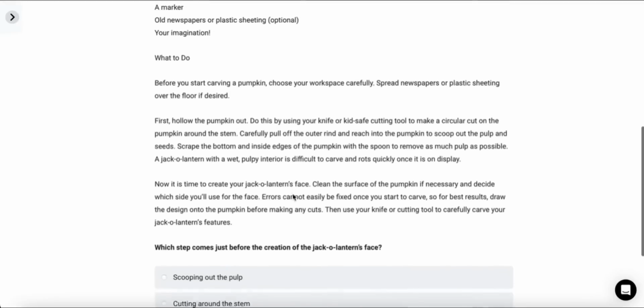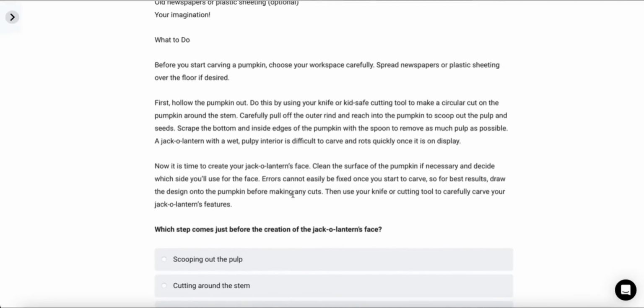First, hollow the pumpkin out. Do this by using your knife or kid-safe cutting tool to make a circular cut on the pumpkin around the stem. Carefully pull off the outer rind and reach into the pumpkin to scoop out the pulp and seeds. Scrape the bottom and inside edges of the pumpkin with the spoon to remove as much pulp as possible. A jack-o'-lantern with a wet, pulpy interior is difficult to carve and rots quickly once it is on display.